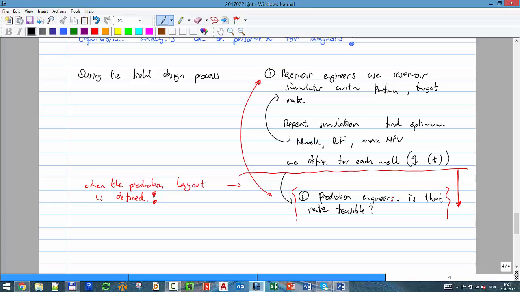But there might be a point where you cannot produce that rate, the rate is not feasible, then you have to go back and include maybe a higher back pressure at the sand face, or maybe changing the rate, or the rate is feasible.